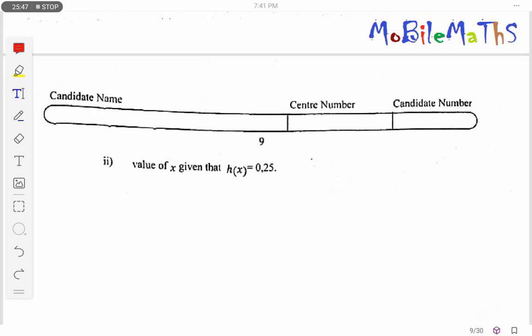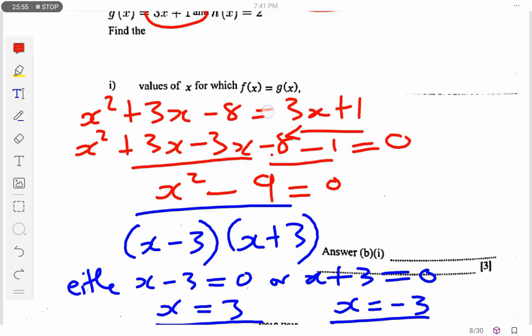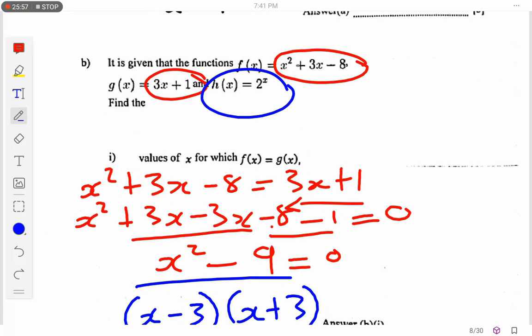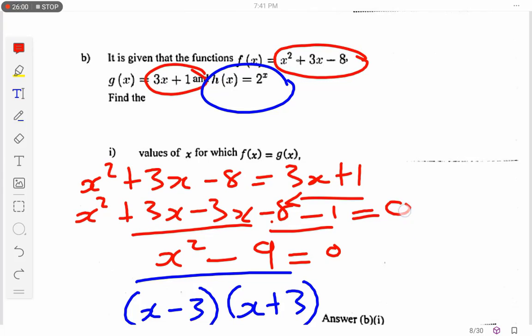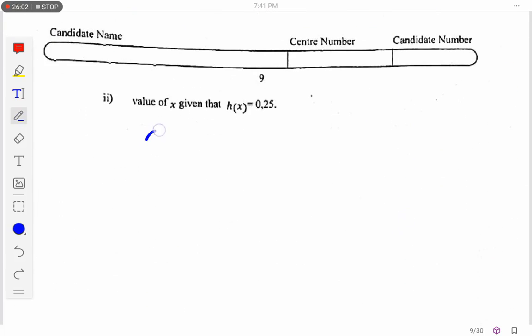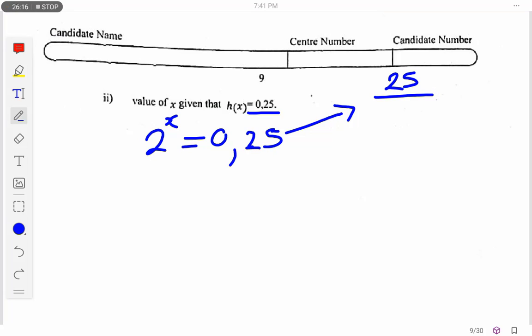The next part is now saying find the value of x given that f of h of x is 0.25. So we are going to take h of x, which is this one. h of x is 2 to the power of x. So let's write h of x, 2 to the power of x, is now equal to 0.25. Okay. You find out 0.25 is the same as 25 over, I said when we have such decimal numbers, you can divide it by 2 zeros, the numbers that are after the comma.